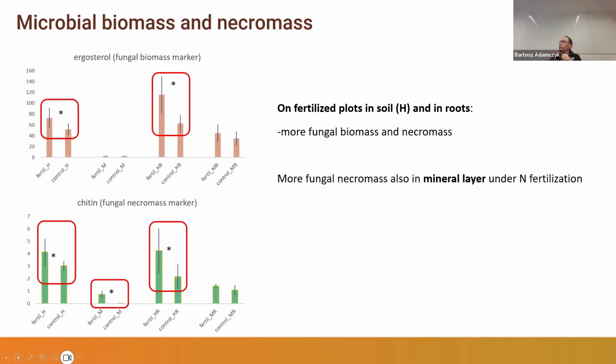Even there was more fungal necromass in the mineral layer under nitrogen fertilization, so the effect was really strong.